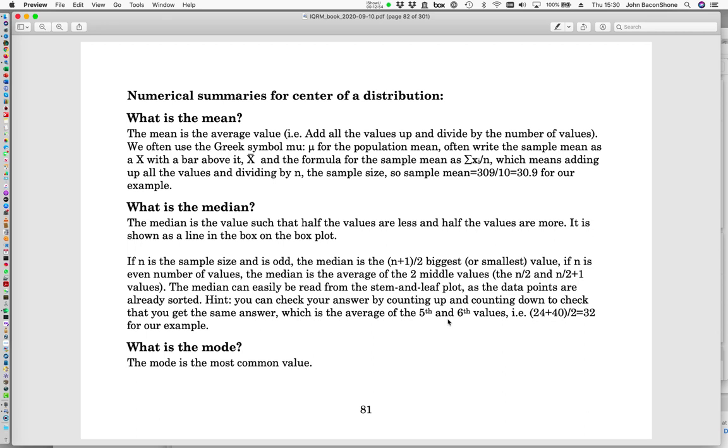But we don't need to do this by hand. We're generally going to get the computer to do it for us. It's much less likely to make a mistake as long as we've accurately input all the data values.